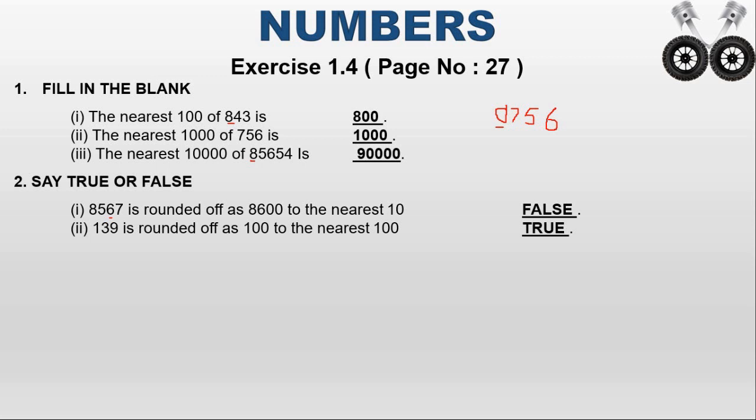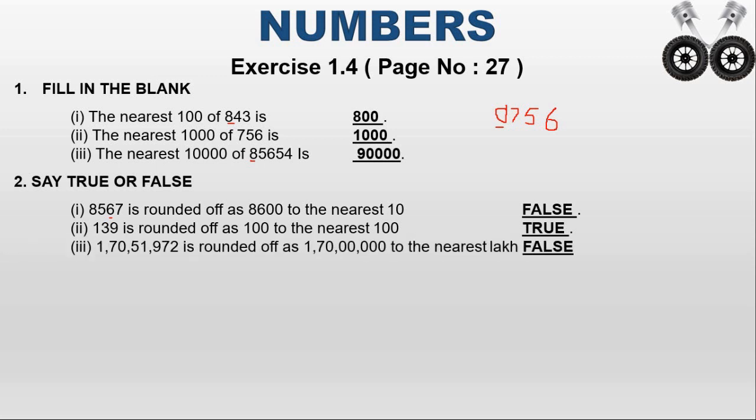Okay. So what is the next one? 139 is rounded off as 100 to the nearest 100. So whenever I round off to the nearest 100, what is the answer I will get? So the 100 portion is 1. You have to see the right side number, that is 3. 3 is less than 5. So you have to write the number as it is. So 100, that is 100. So the answer is true.